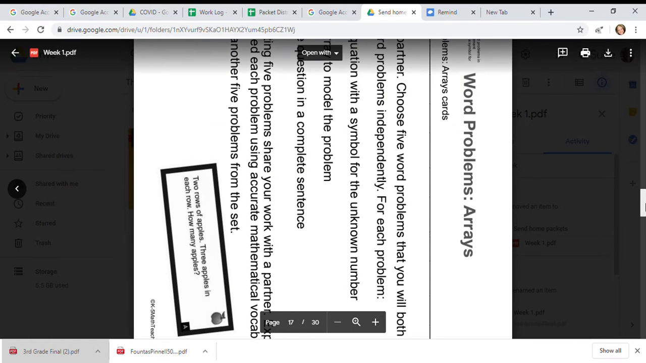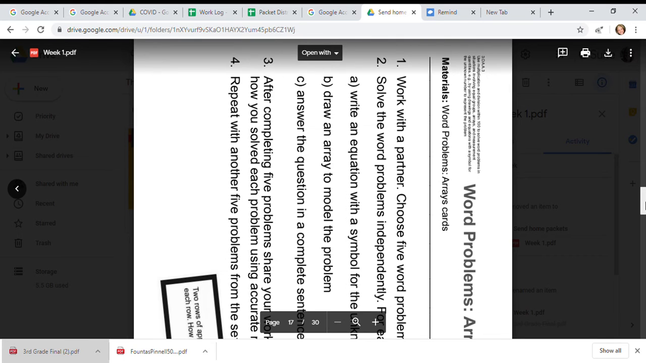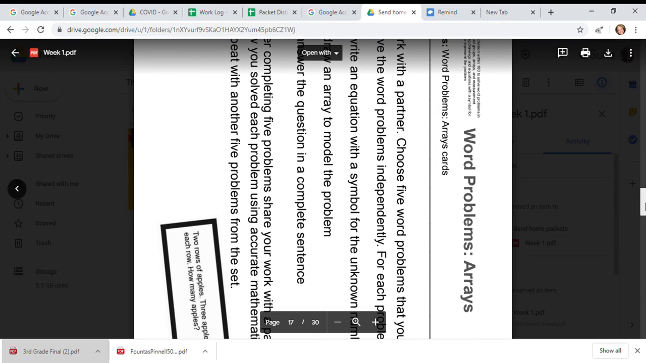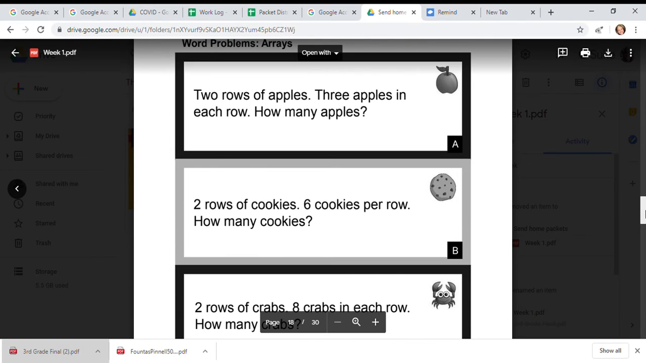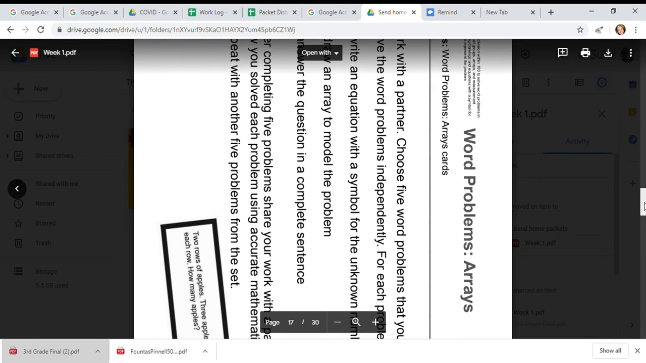Let's look down here on this part. It says word problems with arrays. This looks really fun. In fact, I would love to play this game with you guys in the classroom. This would be super fun. It says to work with a partner, choose 5 word problems below from this part down here. And then you work independently. That means working them by yourself first.